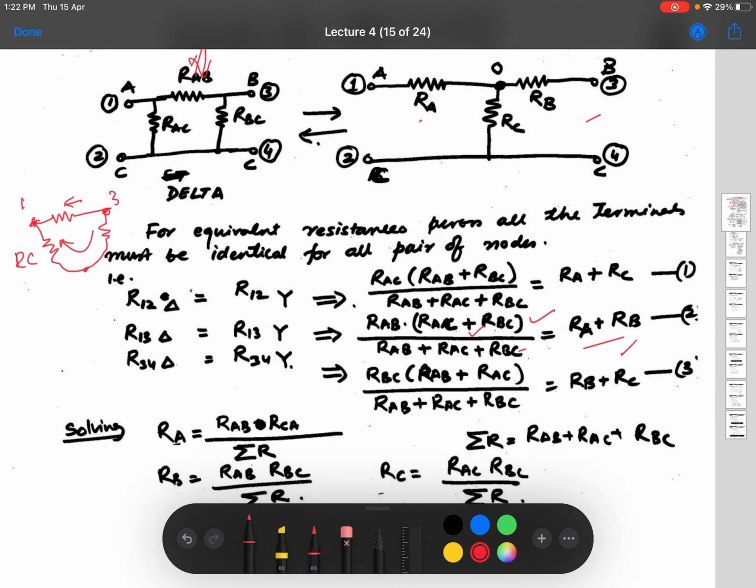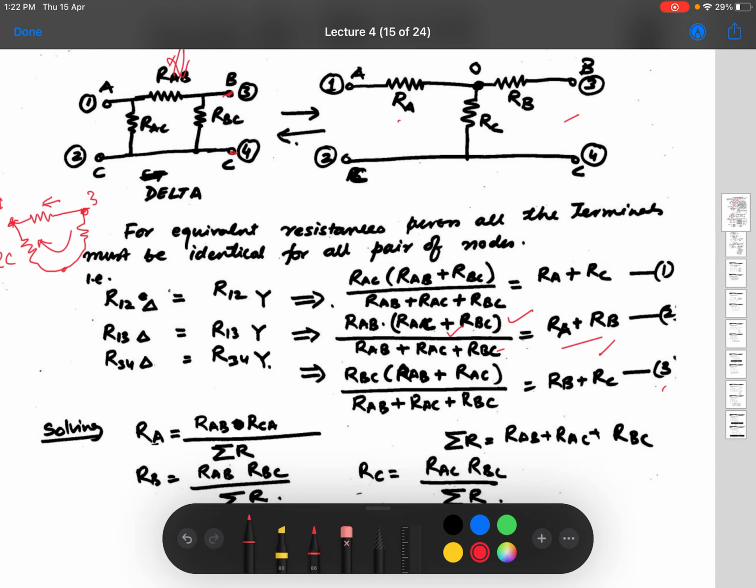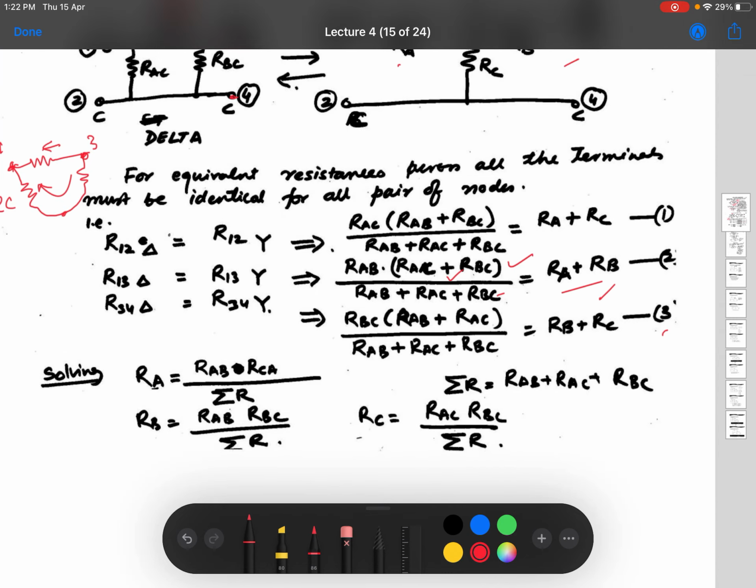Similarly, you can write for the third terminal, that is between 3 and 4, between this and this, in a similar fashion. So you get three equations here, 1, 2 and 3, and I can now solve for the equivalence. I want to know RA. You can solve this set of equations, then RA becomes RAB times RCA divided by sigma R, where sigma R is the sum of the three resistances you have. So this is how the equivalence is.